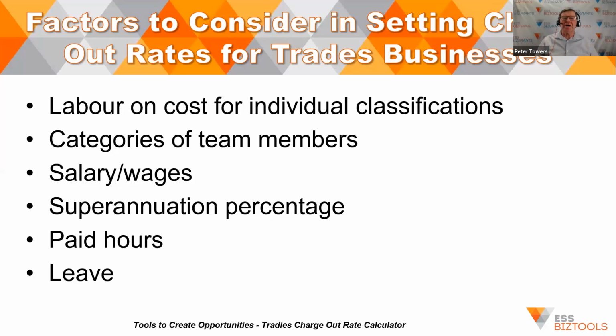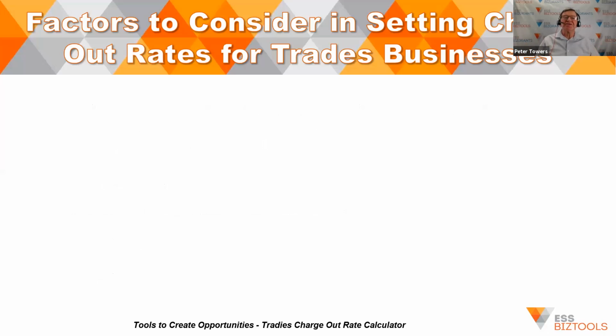What's their salary or their wages? What superannuation percentage is applicable to them? The standard rate is 10%. Some people have negotiated higher superannuation payments. How many hours are you going to pay them for the year? The standard hours are 1,976, which is 52 weeks at 38 hours. What leave entitlements are they going to have, both for statutory holidays, personal leave, and any other type of leave that the business may have agreed to?